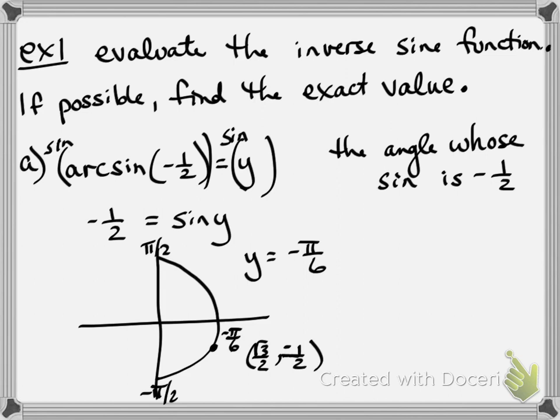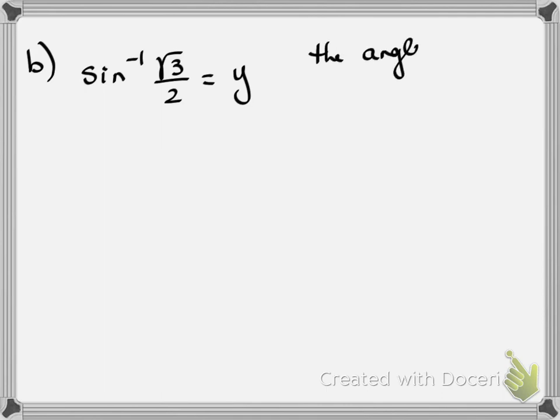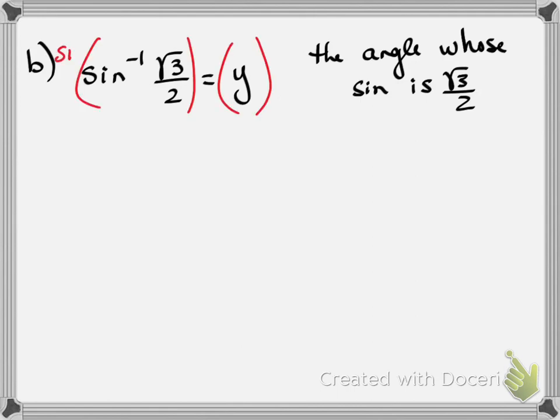All right, B part. I want to find the sine inverse of square root of 3 over 2. Well, I always just set that equal to something. So I'm going to find the angle whose sine is square root of 3 over 2. That's what this means. And if it helps, then you can do the sine on both sides. Sine of sine inverse is square root of 3 over 2, and we get the sine of y.